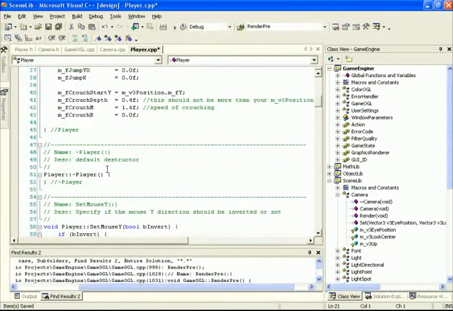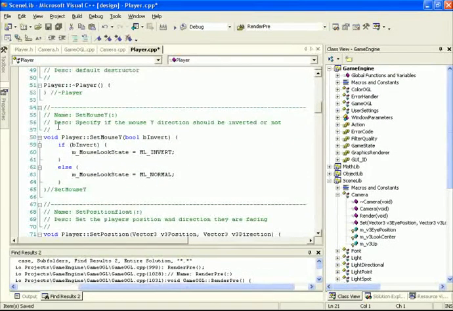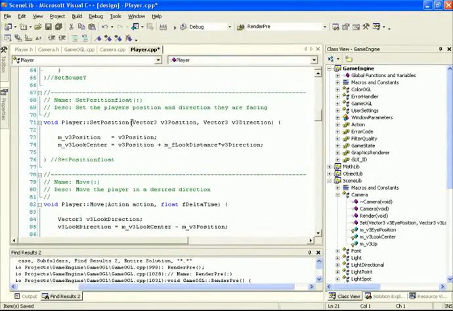Our destructor is empty. Our set mouse Y is responsible for changing our inversion from positive to negative if we want to invert our mouse. Setting position, we pass in a position as well as a direction that we're looking. The position overwrites our own position vector. However, the direction is needed so that we can get the direction, multiply it by the distance from our position to our looking center to get a vector, and then we add that vector to our position. This will give us the location of our looking center with respect to our position that we're located at.